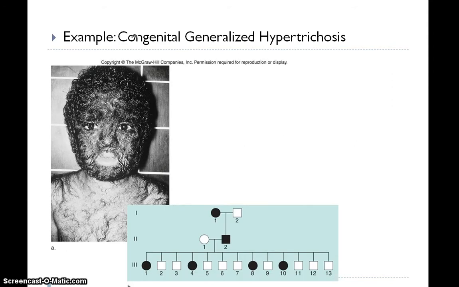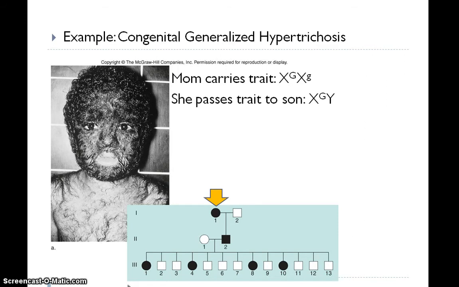Your book also goes through an example of another X-linked dominant disorder, and you can see the pedigree below. It's also in your book. It talks about the mom who was a carrier but showed the trait right there. She passed the trait on to her son. Her son was X, big G, Y. You see him right there.